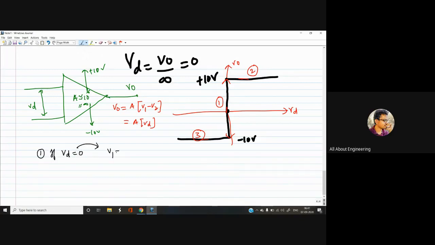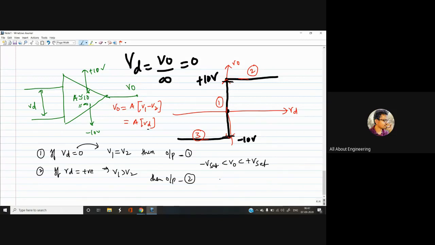Now, if you analyze the piecewise characteristics, if Vd equal to 0, in the sense V1 equal to V2, then your output would be in zone 1. That means minus Vsat less than Vout less than plus Vsat. And if Vd is positive, in the sense V1 greater than V2, then your output will be in zone 2. That means V output would be equal to Vsat, as it is saturating. So this is your second zone.